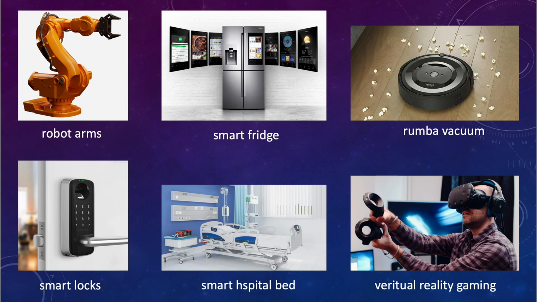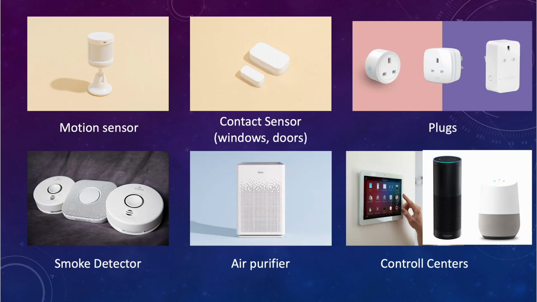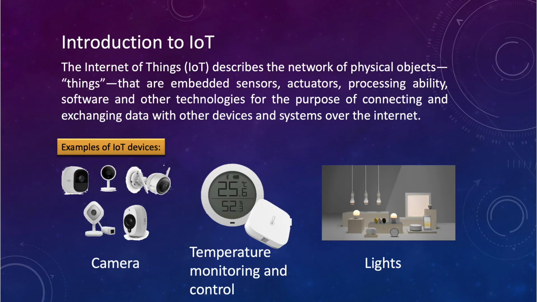So sensors, that hardware component, the hardware part of it, is a very important part of IoT. And sensing and perception, understanding the environment through sensors, is a characteristic of IoT, right? So with real-time monitoring, data collection, and contextual awareness, we again talked about those things when talking about each and every device and scenario.